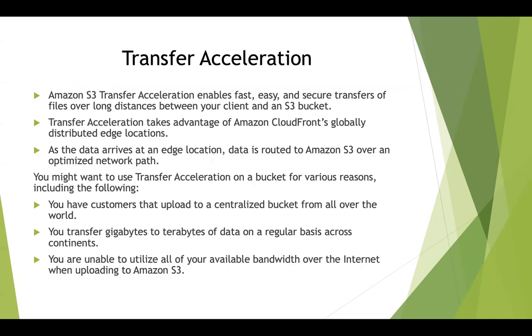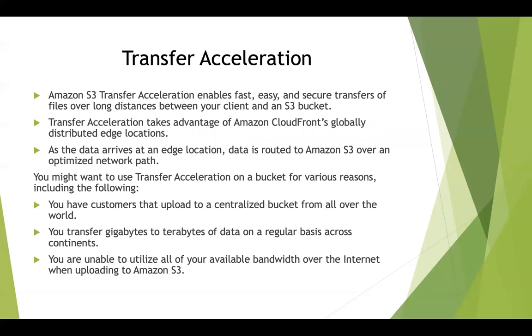The third property that we are going to look at today is called transfer acceleration. S3 transfer acceleration enables fast, easy, and secure transfers of files over long distances between your client and an S3 bucket. Transfer acceleration takes advantage of Amazon's CloudFront globally distributed edge locations. When we looked at AWS's global infrastructure, we looked at edge locations, which were used for caching purposes. There were around 187 edge locations in the entire world that Amazon has set up. So transfer acceleration utilizes edge locations in the background.